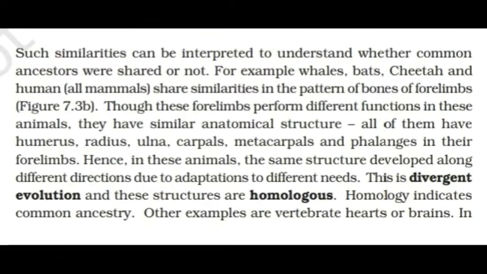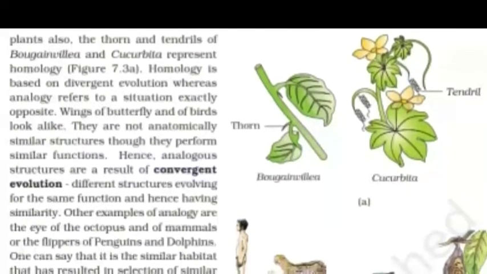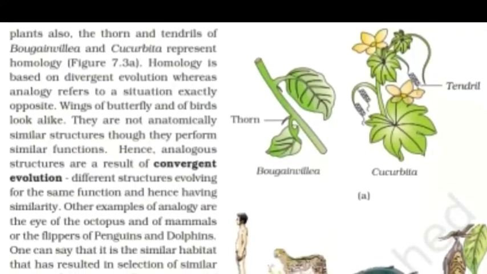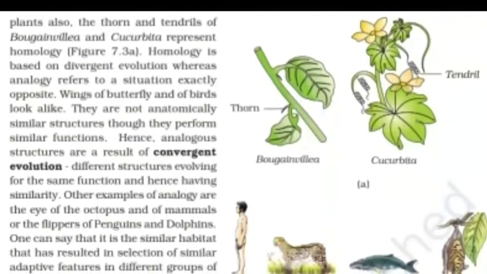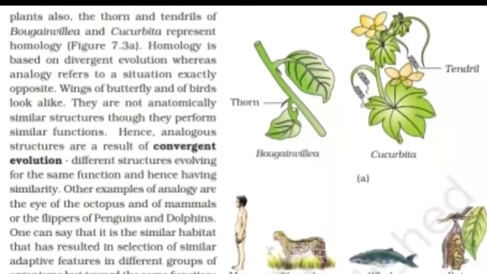Hence, in these animals, the same structure developed along different directions due to adaptation to different needs. This is divergent evolution and these structures are homologous. Homology indicates common ancestry. Other examples are vertebrate hearts or brains. In plants also, the thorn and tendrils of Bougainvillea and Cucurbita represent homology.